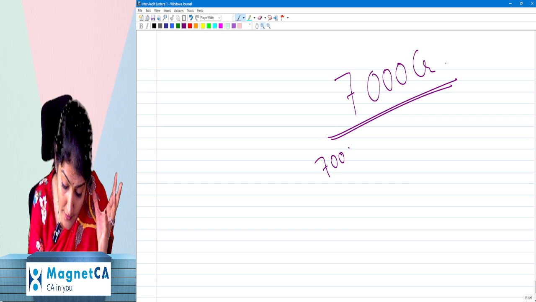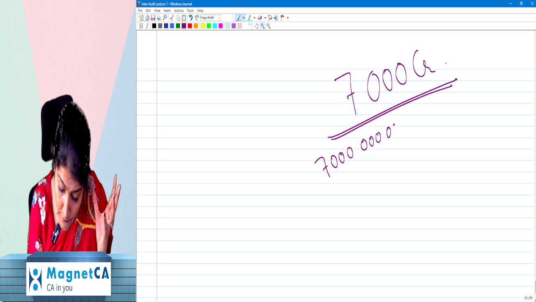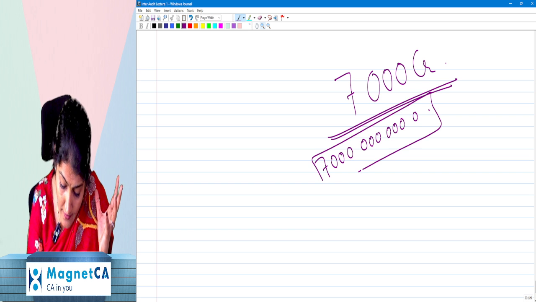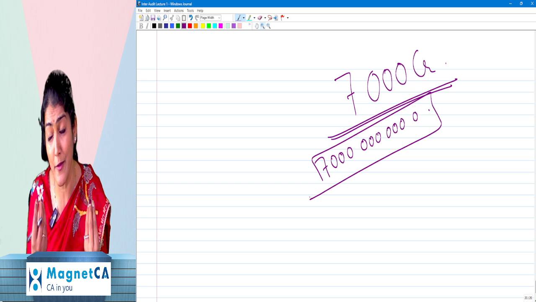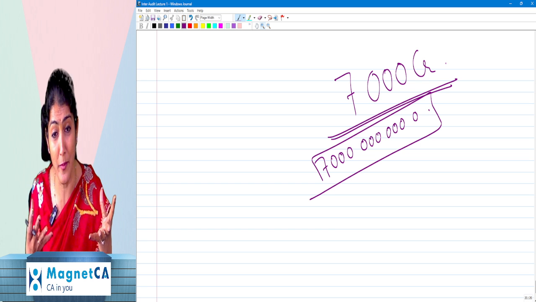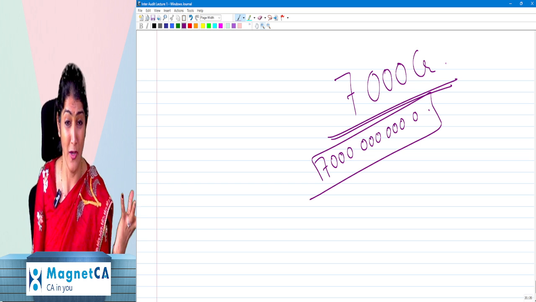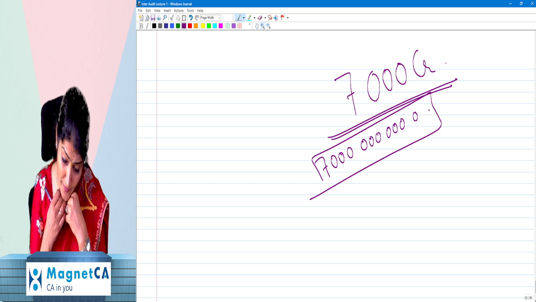7,000 crore, like 7,000, and then 1, 2, 3, 4, 5, 6, and 7, this is the amount. Even if some rickshaw fellow cheats us by 5 rupees or 10 rupees, we get irritated. What is this? And here, look at the amount.